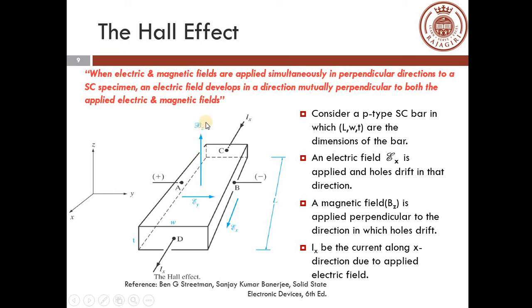A magnetic field BZ is applied in a direction perpendicular to the direction of epsilon x, or the direction of hole drift. Let Ix be the current along the x direction due to the applied electric field epsilon x. So what happens is, now we have an electric field epsilon x applied along the x direction and a perpendicular magnetic field BZ applied along the z direction.